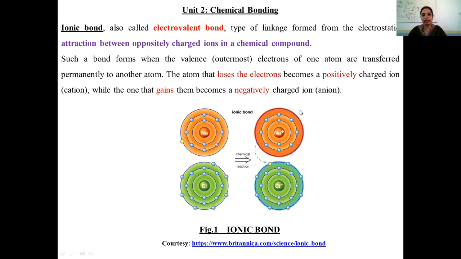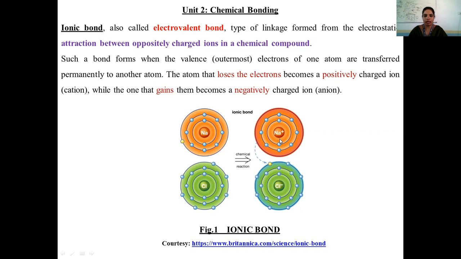The atom which loses the electron becomes a positively charged cation, while the other atom which gains the electron becomes a negatively charged species, and we call it an anion. Let's say for an example, sodium chloride, in which the sodium is losing the electron from its outermost shell and becomes positively charged. We call it a cation, whereas the chloride ion, which is accepting the electron, becomes negatively charged, and we call it an anion. Between this Na+ and chloride, the ionic bond is formed.